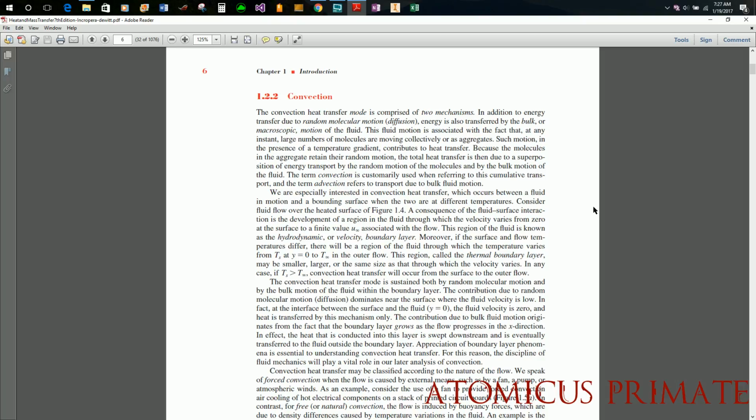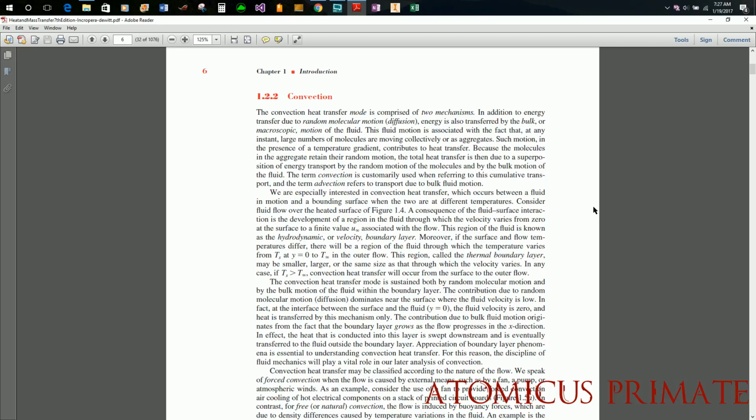This region of the fluid is known as the hydrodynamic or velocity boundary layer. Moreover, if the surface and flow temperatures differ, there will be a region of the fluid through which the temperature varies from T sub s at y equals 0 to T sub infinity in the outer flow. This region, called the thermal boundary layer, may be smaller, larger, or the same size as that through which the velocity varies. In any case, if T sub s is greater than T infinity, convection heat transfer will occur from the surface to the outer flow.